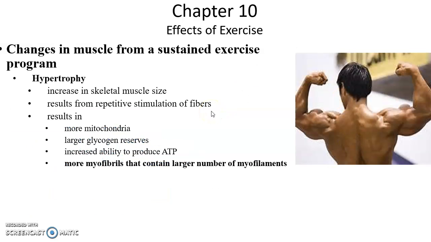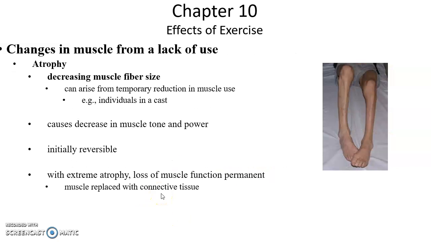All right, people who engage in a lot of weightlifting exercises can cause their skeletal muscles to get bigger, bulkier. It's called hypertrophy, an increase in muscle size from repetitive stimulation of the fibers. It ends up with more mitochondria, more glycogen, more ATP being produced, and thicker, wider skeletal muscle fibers, because more myofibrils are produced and now there are also more myofilaments. So, increased numbers of myofibrils, increasing the size.